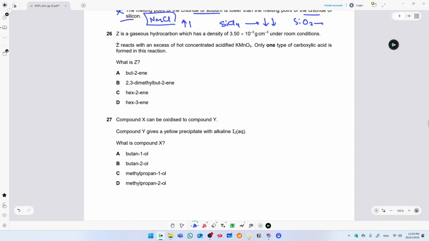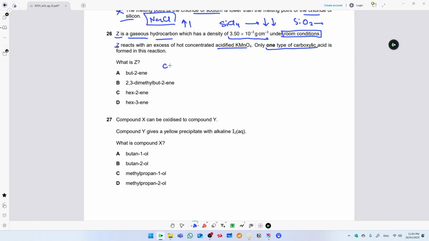26. Z is a gaseous hydrocarbon which has a density of 3.50 multiplied by 10 to the power of -3 grams per centimeter cube under room conditions. Z reacts with an excess of hot concentrated acidified KMnO4. Only one type of carboxylic acid is formed. So let's clear the easier part. Only one type of carboxylic acid.